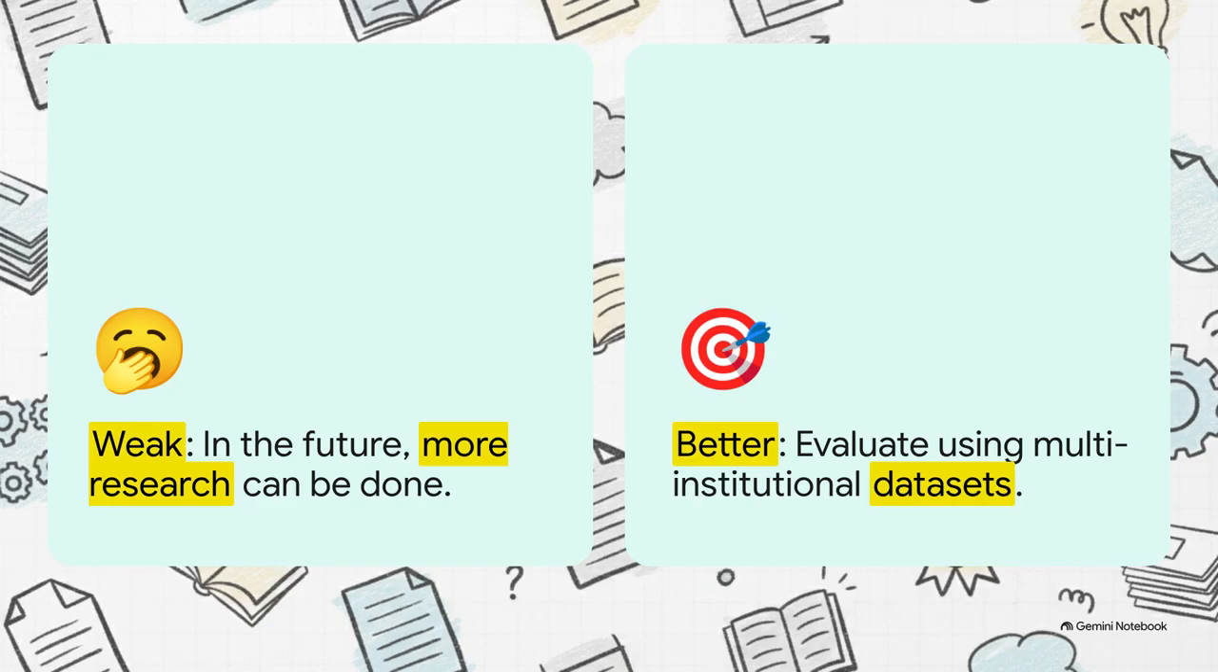And you know what? Those limitations feed perfectly into your conclusion. Think about contrasting a super weak, vague statement like, "in the future, more research can be done," with a specific, actionable direction. A strong future work statement naturally emerges directly from those honest limitations. It basically gives the scientific community a clear, step-by-step roadmap for what to do next.